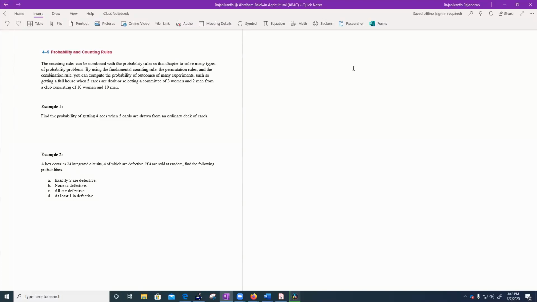Okay, so this is 4.5. Now remember in 4.4 we had counting principles and the permutations and those things. So we were able to find the number of ways for the given sequence of events. Now here we are going to use those counting principles and permutations to find the probability. So here we are going to find probability in terms of counting principles. In other words, how to apply those permutations and counting principles in probability theory. That is the thing we are going to look at.